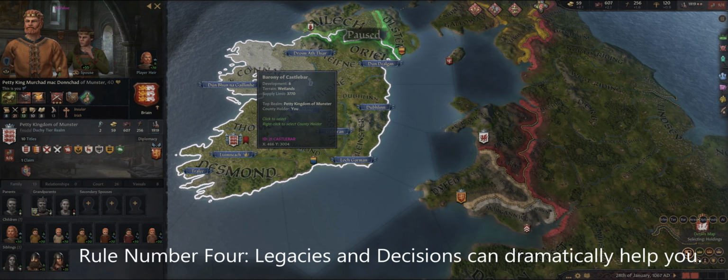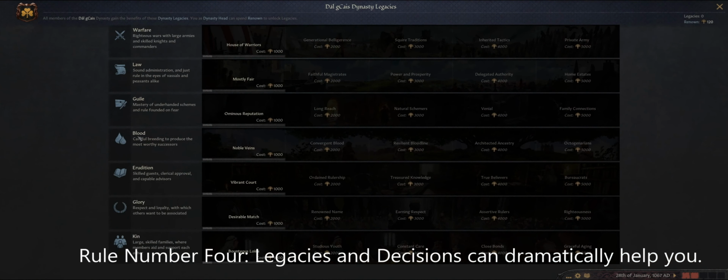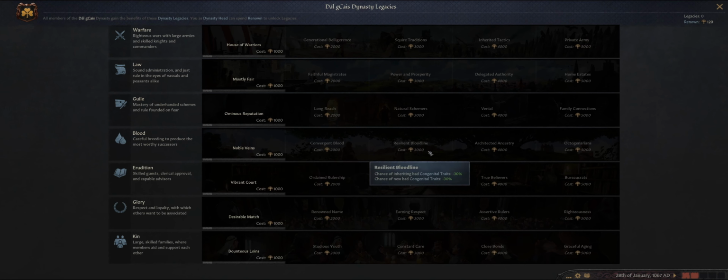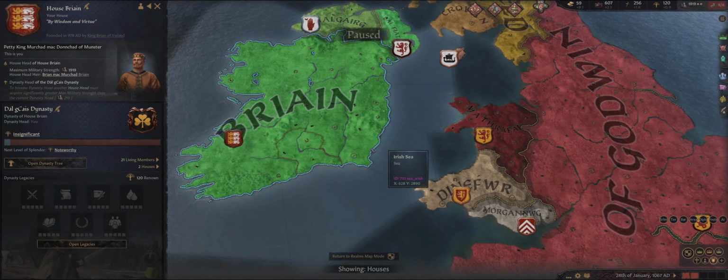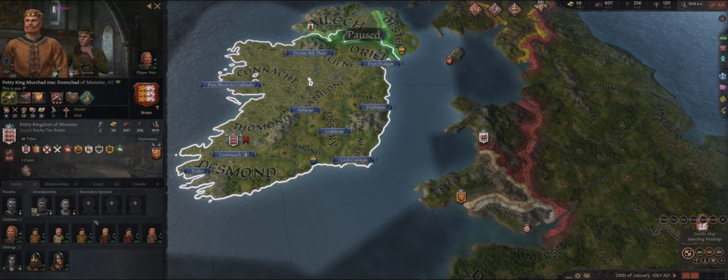Also, bear in mind the legacies. You can get to those by clicking on your shield here and clicking on the open legacies. The blood legacy here is very, very useful. I'm not going to go into too much detail. That's for my next video. But just bear in mind that these 3 levels here, Noble Veins, Convergent Blood, and Resilient Bloodline, will dramatically help you in making sure you get positive traits and not negative traits, and that you can breed decent people into your dynasty. If you do all of these things, then you will probably end up with a pretty decent bloodline.